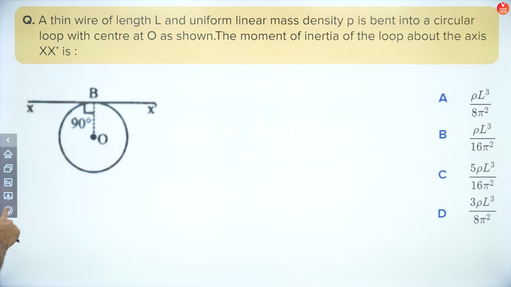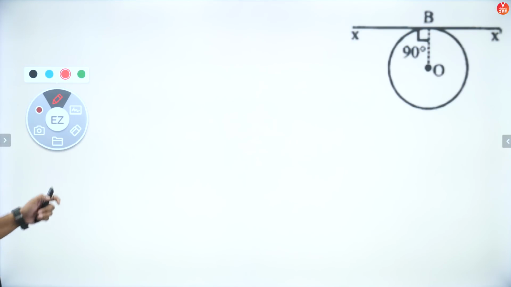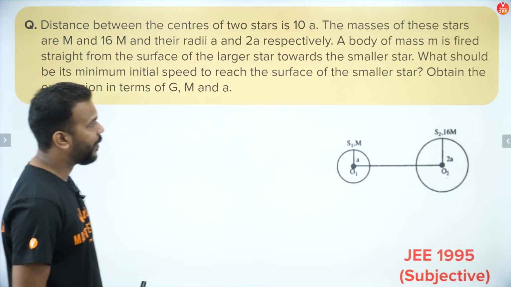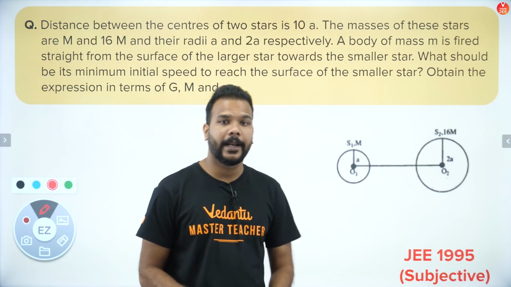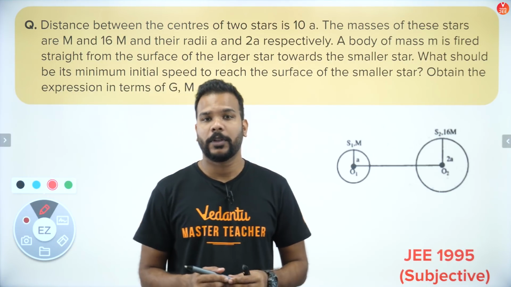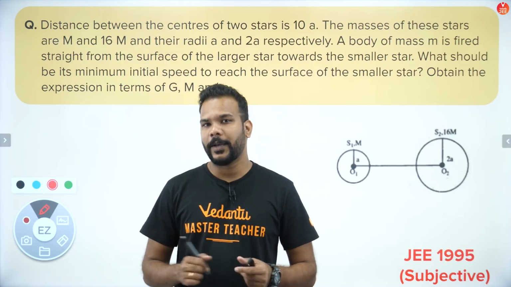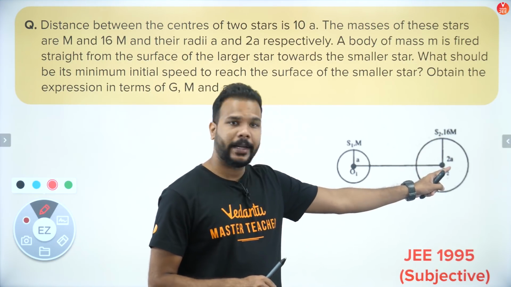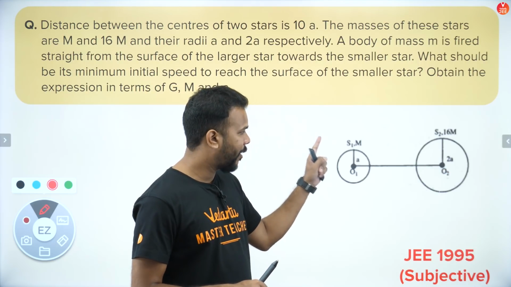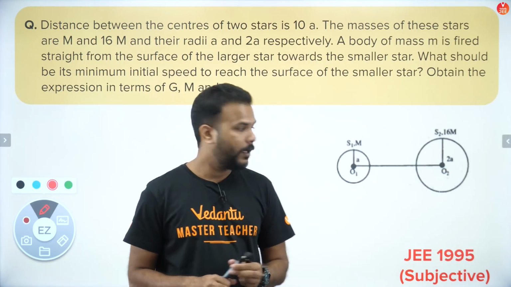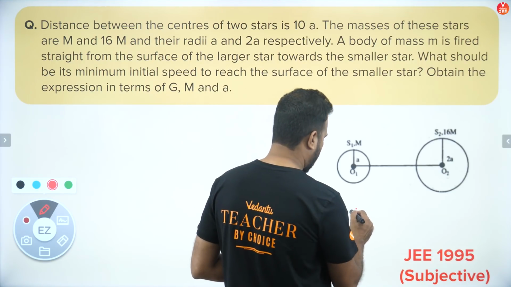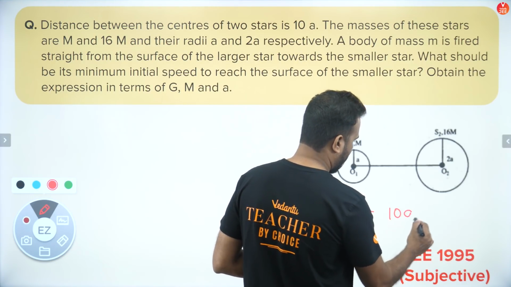Let's move on to the next question, and the question is from gravitation, from JEE 1995, that too from the subjective part of the paper. The question says that there are two stars. One is of mass 16 m, radius 2a, another is the smaller star having mass m and radius a. They are separated by a distance 10a. So the separation between them is given as 10a.